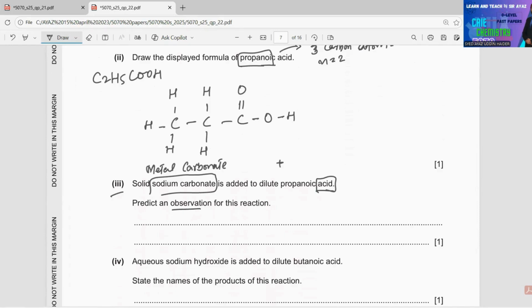Whenever you react a metal carbonate with acid, you will get a metal salt, water, and carbon dioxide. Due to the presence of carbon dioxide gas, there will be effervescence, fizzing or bubbling. So you're going to write effervescence, fizzing, or bubbling.